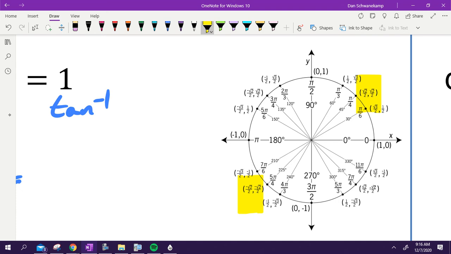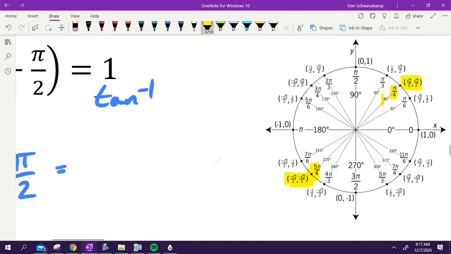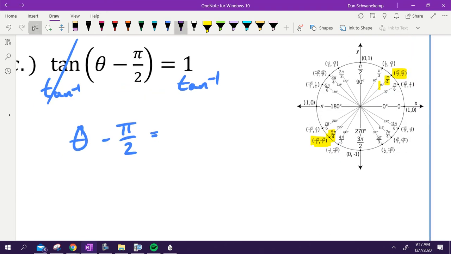So the 2 answers I'm looking for are pi over 6. Or I'm sorry, pi over 4 and 5 pi over 4. That's where tangent's going to be 1. Okay, so those are my 2 answers. Let's write those down. Pi over 4 and 5 pi over 4. That's when tangent's going to be 1. Great. Those are my answers.